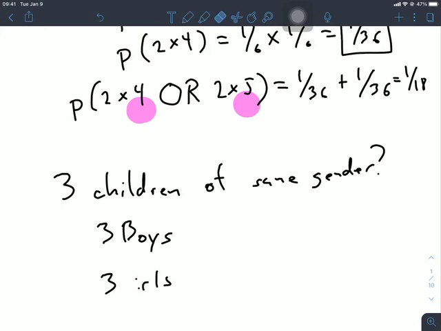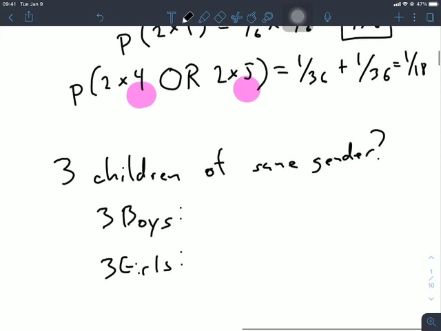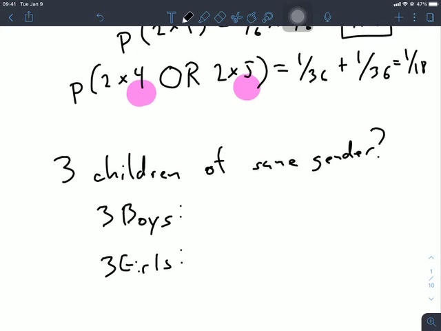Both are valid ways in which to have 3 children of the same gender. What's the likelihood of having 3 boys? Well, you need a boy the first child times a boy with the second child times a boy with the third child. This gives you a 1 in 8 chance of getting 3 boys out of 3 children.